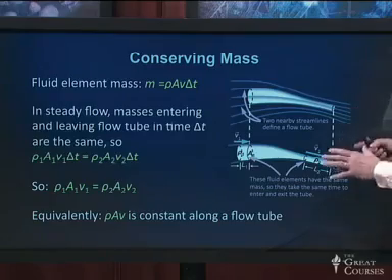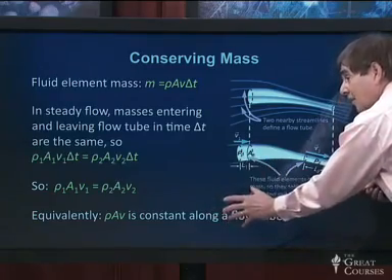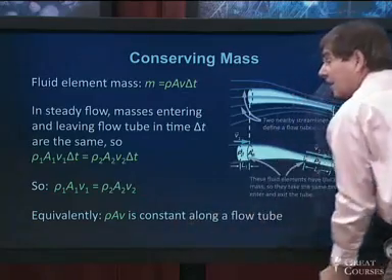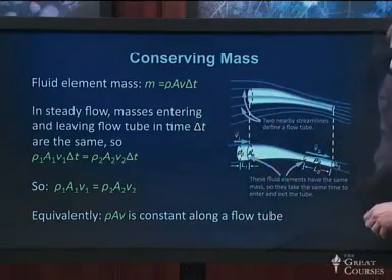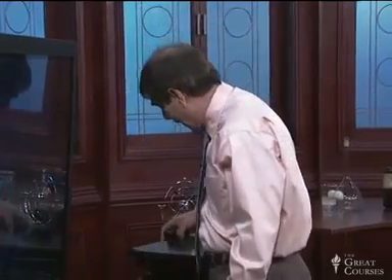That English language statement is equivalently expressed entirely in mathematics, where 1 and 2 designate any 2 points along that flow tube. That is a statement that mass is conserved in a steady flow. That's how mass is conserved in a steady flow. Let's take a further look at that equation we just developed. So we'll do an anatomy of the equation.